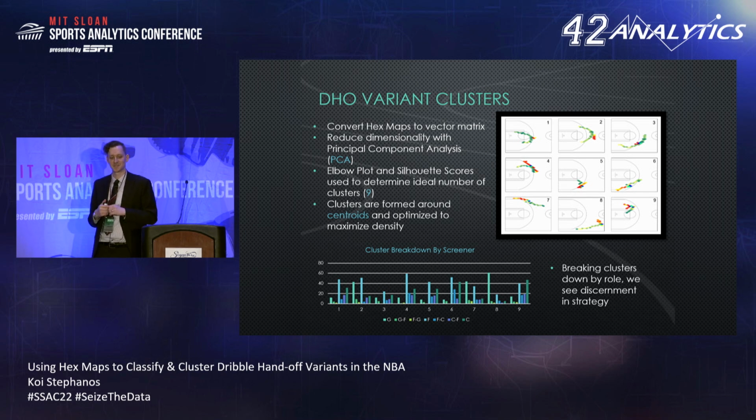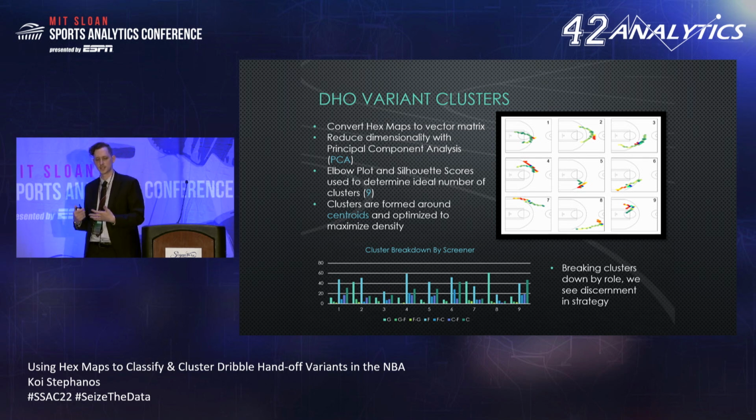We use elbow plot and silhouette scores to determine the ideal amount of clusters at 9. Clusters are actually formed around centroids, which we're seeing here. Those are the centroids for each of the 9 clusters, optimized to maximize density, the idea being that we want our clusters to be tightly representative so everything looks like each other and they don't look so much like other clusters.